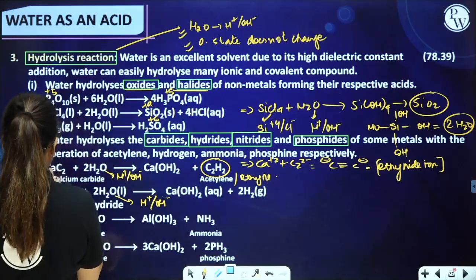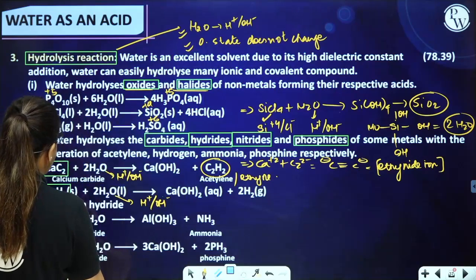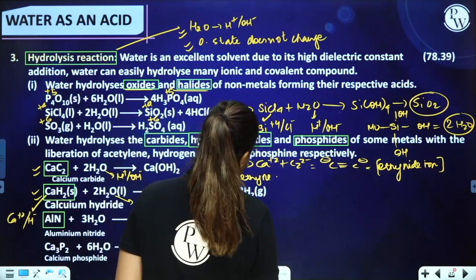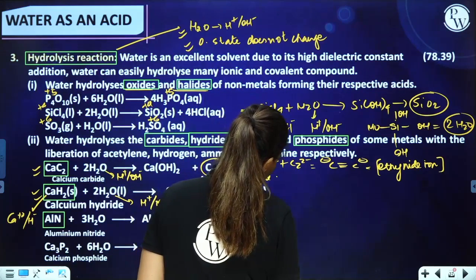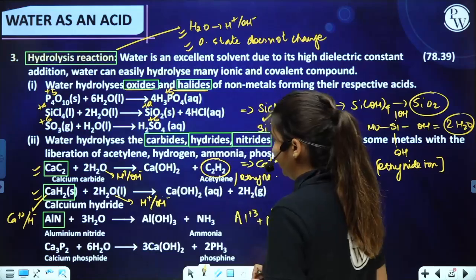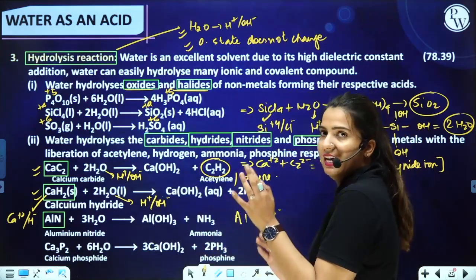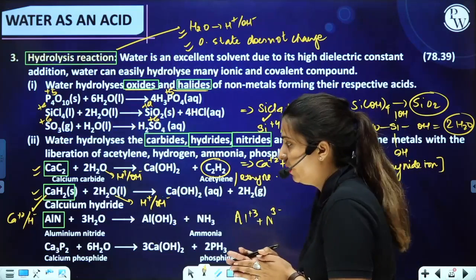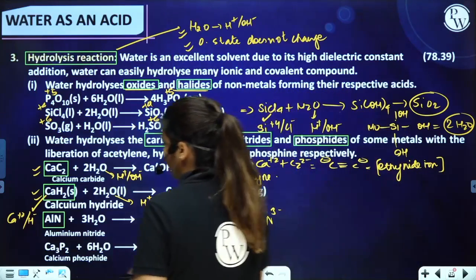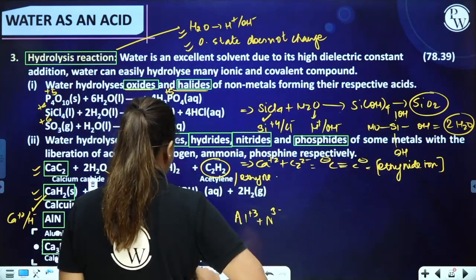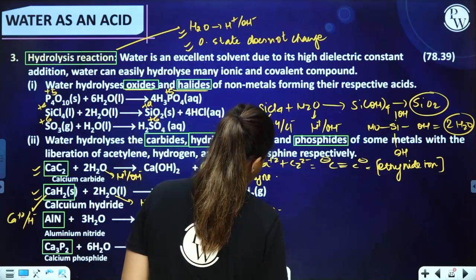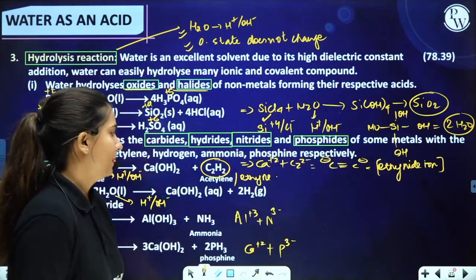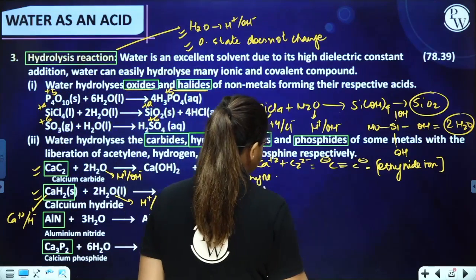Okay, now aluminium nitride we have. Now this is calcium carbide, this is calcium hydride, and now we have aluminium nitride. Aluminium nitride breaks into aluminium +3 and N3- ions. So positive combines with the negative, negative combines with the positive to give you aluminium hydroxide plus ammonia. The same happens with calcium phosphide. Calcium +2 plus P3- will be given out as a result.